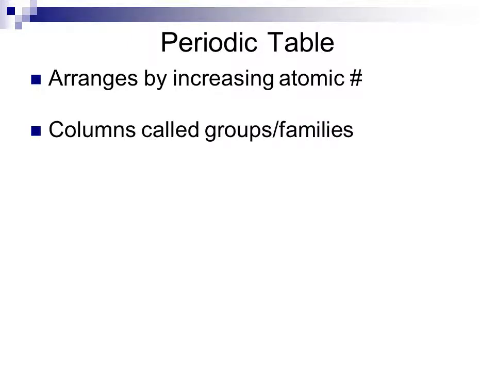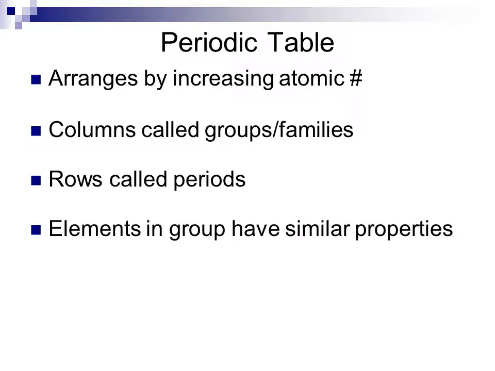In the periodic table, there are two different components. There are columns and rows. Columns are called groups or families. Rows are called periods. This is where we get the term periodic table from. The elements in a group have similar properties. So all of the elements in the first group, like hydrogen, sodium, lithium, all have similar properties to each other.